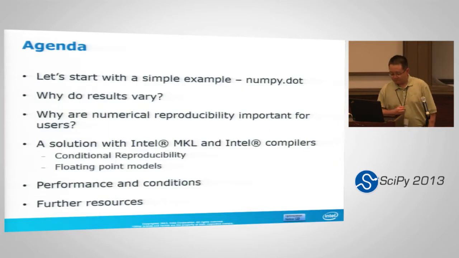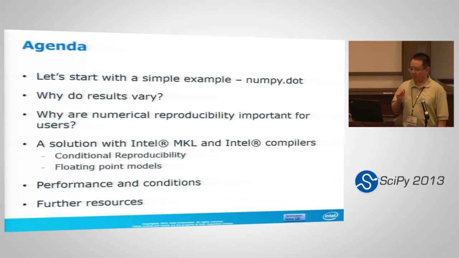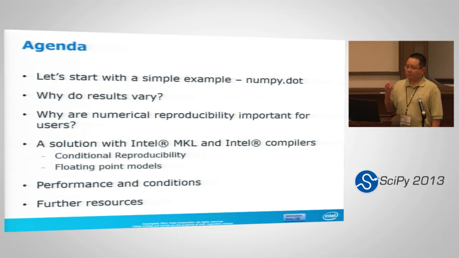So, agenda. I'm going to start with a very simple NumPy example, and then describe the problem, and then discuss what kind of solutions we may have. And last, I'm going to talk about performance, how performance has a role in this, how it is affected, and some other information that people can consume offline.